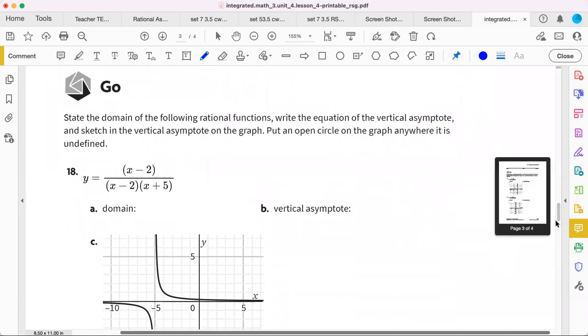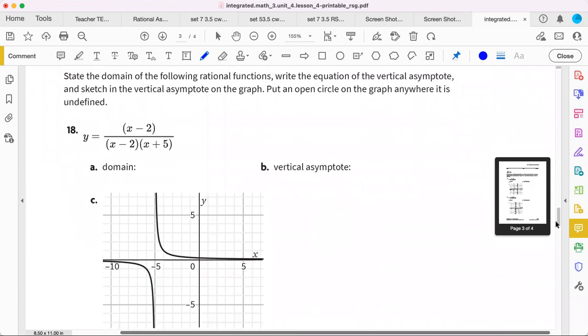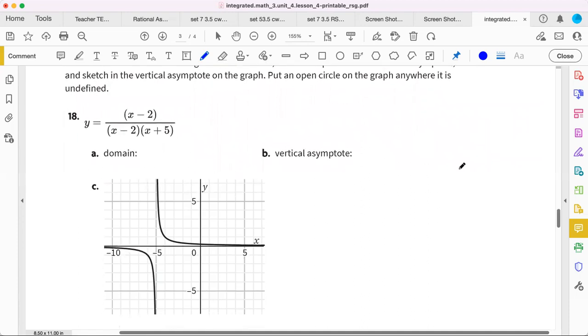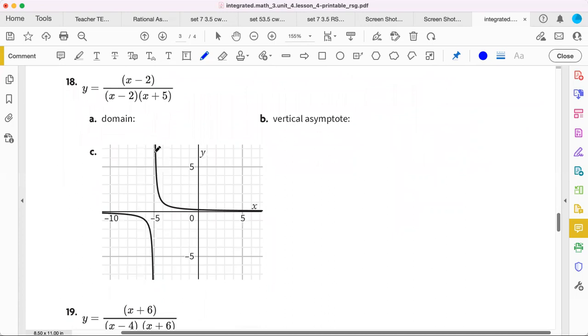What else to go? State the domain, write the equation of the vertical asymptote, sketch in the vertical asymptote, open circle where it's undefined. Okay, so we have a vertical asymptote definitely here where x is -5. Notice how I just kind of jump right in and say, oh, it's this, because visually it is that. And it would make sense because this is here. And then if you simplify this, what would that simplify to? Hopefully you're saying 1 over x plus 5.